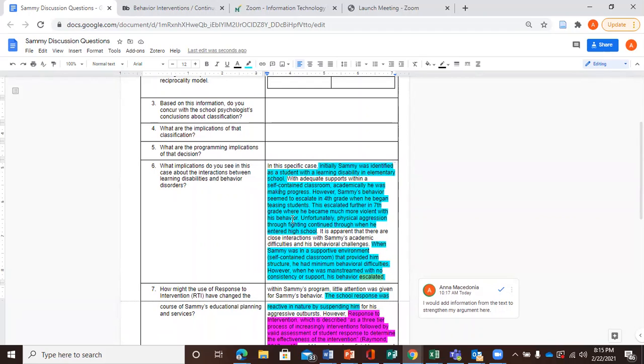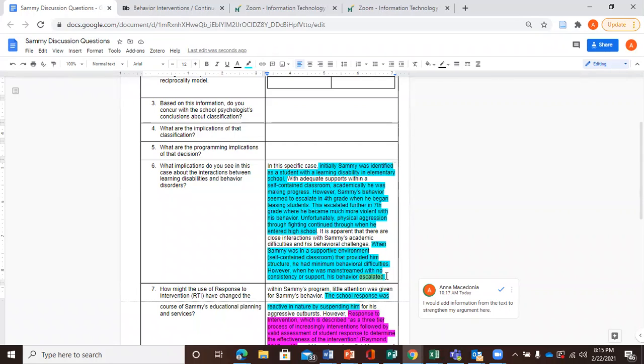One of the things that you notice is I have a lot of information here in teal. So teal is evidence from the case study. I didn't include any information from the text. So I wrote a comment here that I would add information from the text to strengthen my argument here. So what from the text could we pull in to make an argument about learning disabilities, behavior, and how they interact with each other? That's something that I want you to think about.